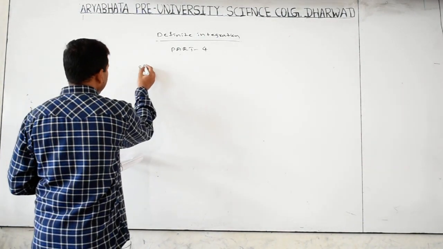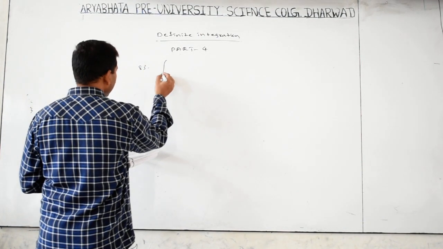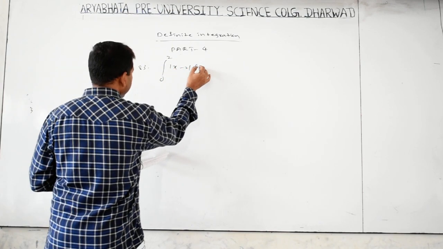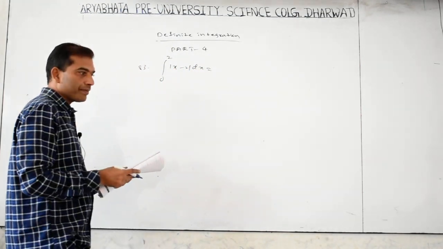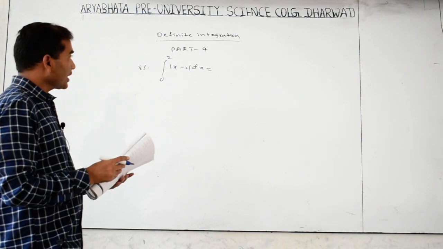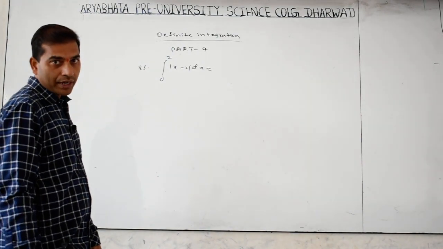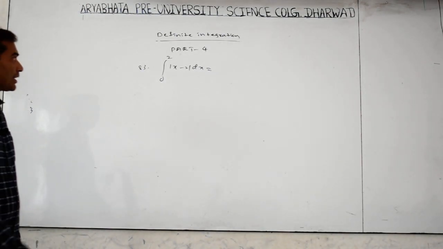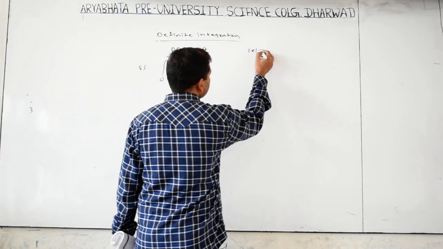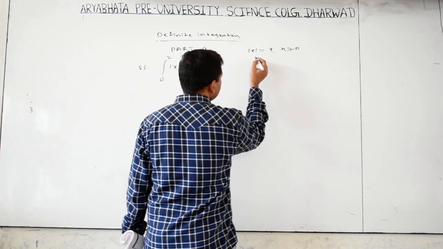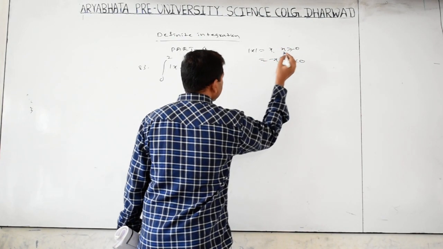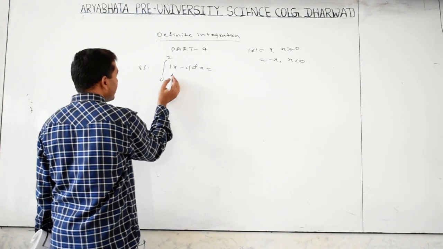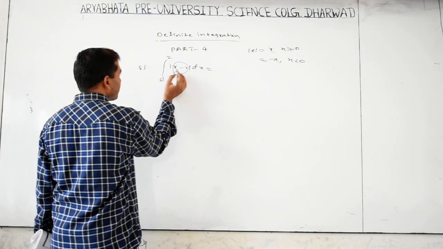Next, question 83: integration of 0 to 2 mod of x minus 2 dx. If mod comes, we have to check in that interval whether it is positive or not. If it is positive, then mod x equals x when x is greater than 0, and minus x when x is less than 0.